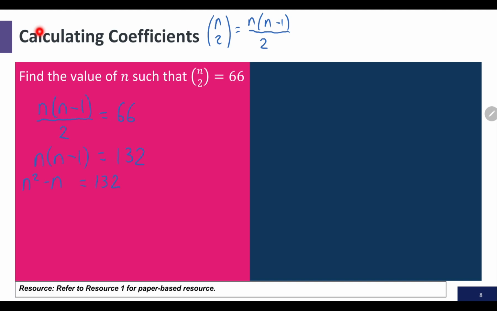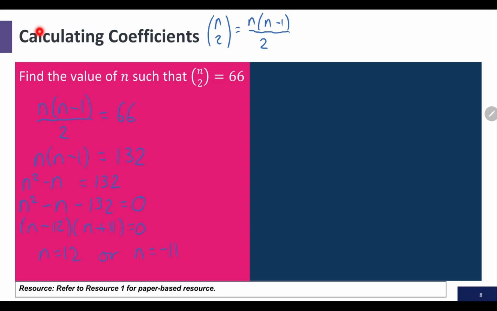So it looks like it's going to be a quadratic. And quadratics are nicer to solve if they're equal to 0. Now at this point here, you can either factorise or grab your calculator if you've got an equation solver on there. So I think it's n minus 12 and n plus 11. So n is equal to 12 or n is equal to minus 11.